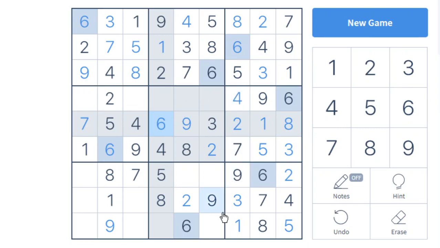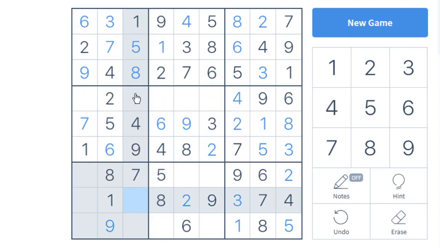Now, we look at, let's pick a grid here. Let's pick this one here, because it only has 3 empty squares. This one only has 2 empty squares, this column. So 1, 2, we're missing 3, we're missing 7.